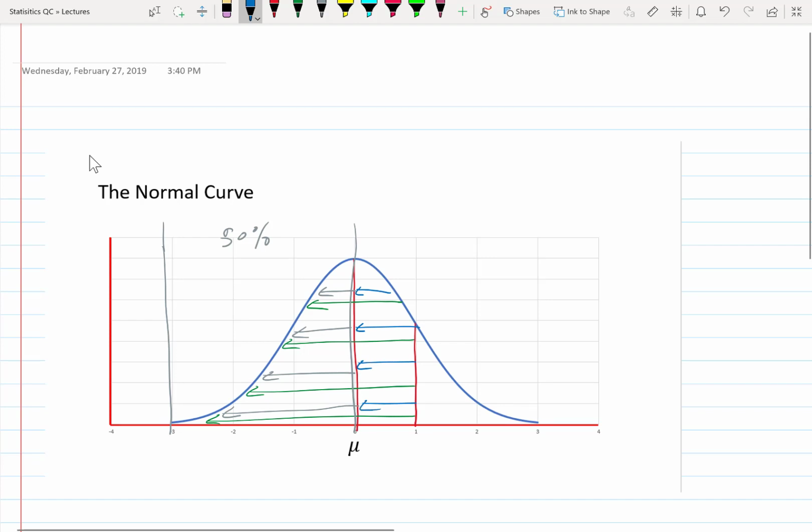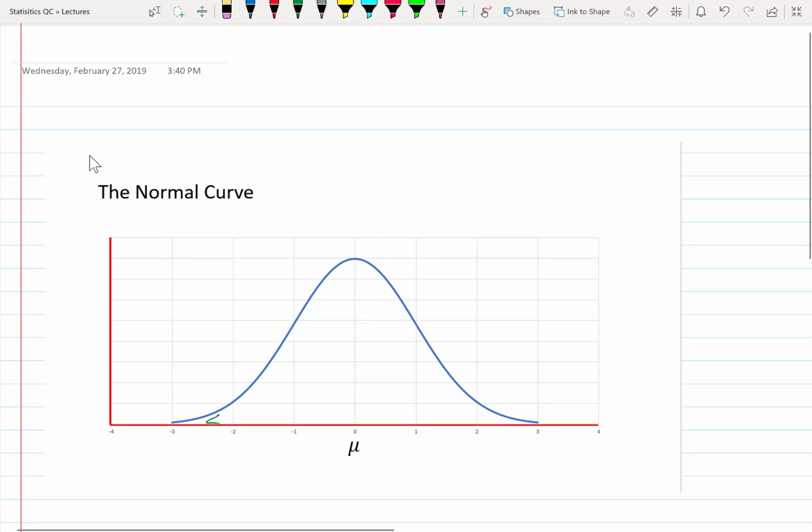So we have 50% plus 34% equals 84%. So if your score was 1 standard deviation above the mean, you did better on this exam, if it's an exam or an SAT or whatever it is, you did better than 84% of the people in this distribution. All right, let's take a look at another problem.